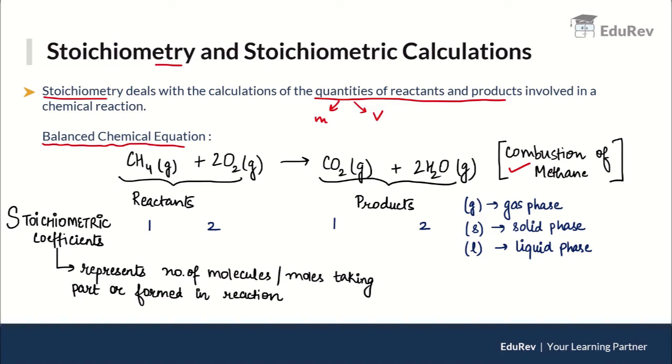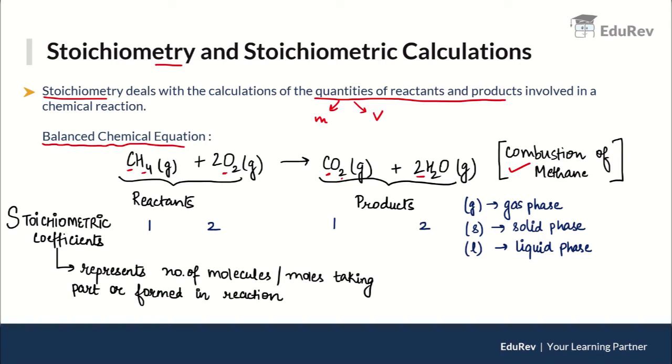Number of atoms of carbon is 1. Here also it is 1. Total number of atoms of hydrogen are 4 in the left hand side, and here also it is 4. And total number of oxygens here is 4. And in the product as well, the total number of oxygen atoms is also 4. So this equation is balanced, right?